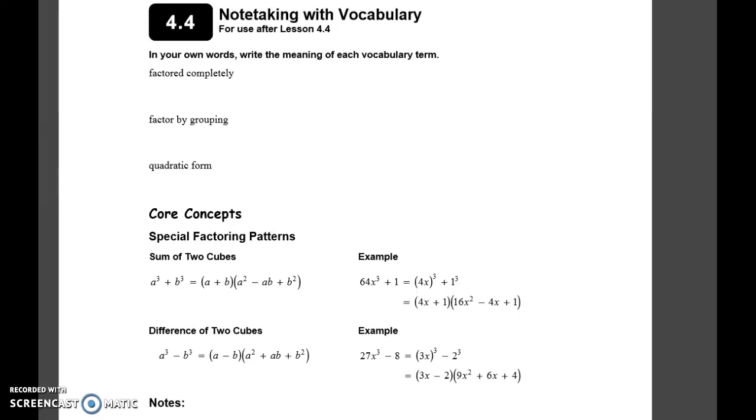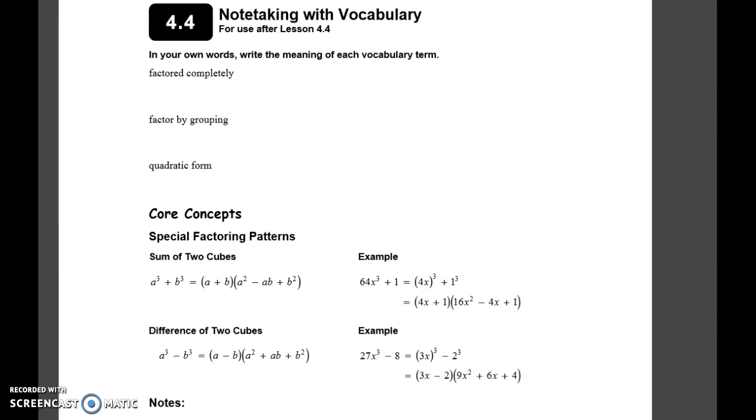In section 4.4, we will take notes on factoring polynomials. First, define each of the vocab words. Next, look through the core concepts. Notice we will be factoring sum of two cubes and difference of two cubes.